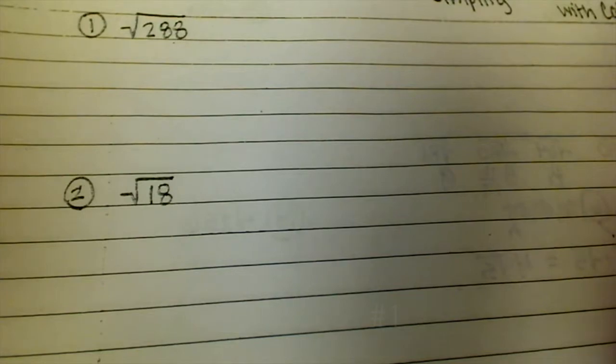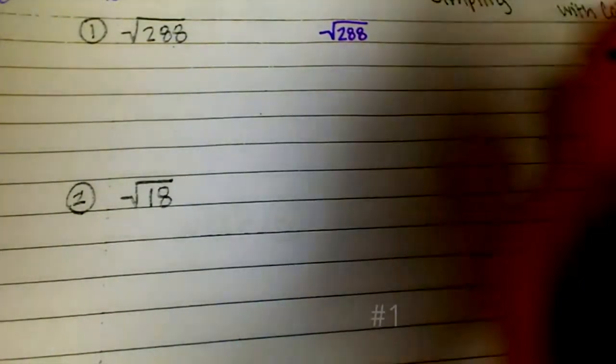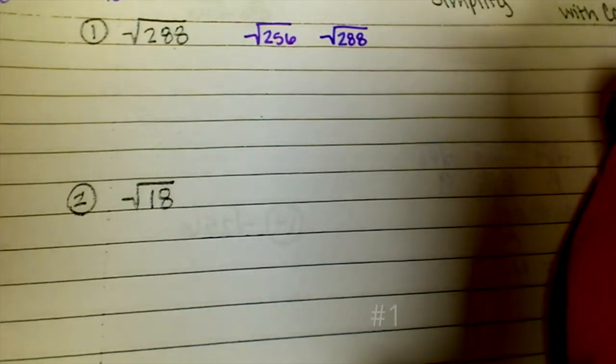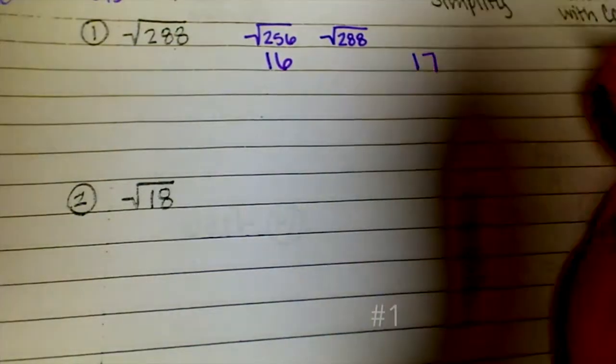Let's do the approximation first. What is a perfect square less than 288? 256? Okay, so the square root of 256. And what is the square root of 256? 16? All right. So we know that over here it's going to be 17. What is 17 squared?